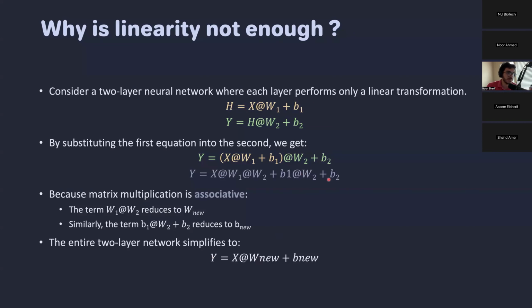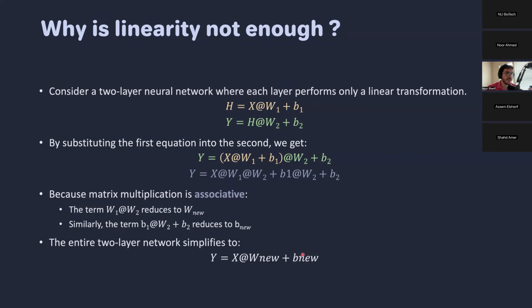The same idea applies here. We have the bias b1 times w2 plus b2. This term also reduces to a new bias term because multiplying b1 by w2 is eventually going to give us a scalar, and then the scalar adds to another scalar, so it gives us a new value for the bias.